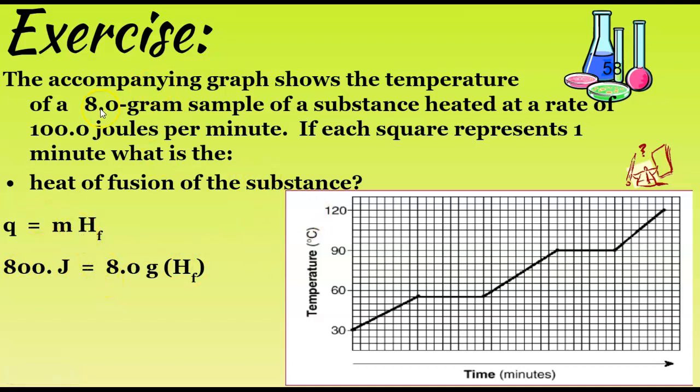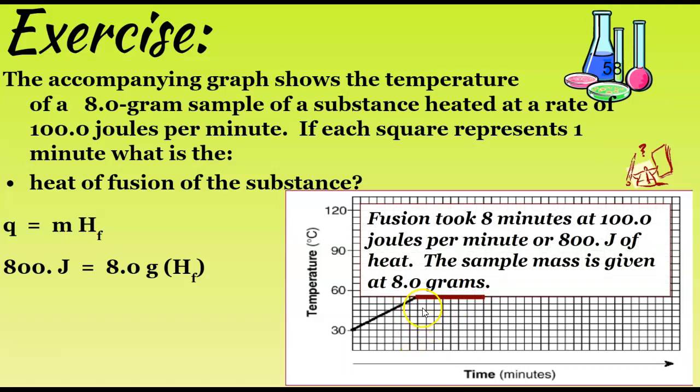Well, my mass, off the bat, I know is 8 grams right there. Heat of fusion, remember, is this small line right here. How do I figure that out? Well, first off, I gotta know that right here, it takes 8 minutes: 1, 2, 3, 4, 5, 6, 7, 8. 8 minutes to heat this. And every one of those 8 minutes is 100 joules. So 100 times 8 equals 800 joules, which is how I got here. When I divide this out, I get 100 joules per gram.